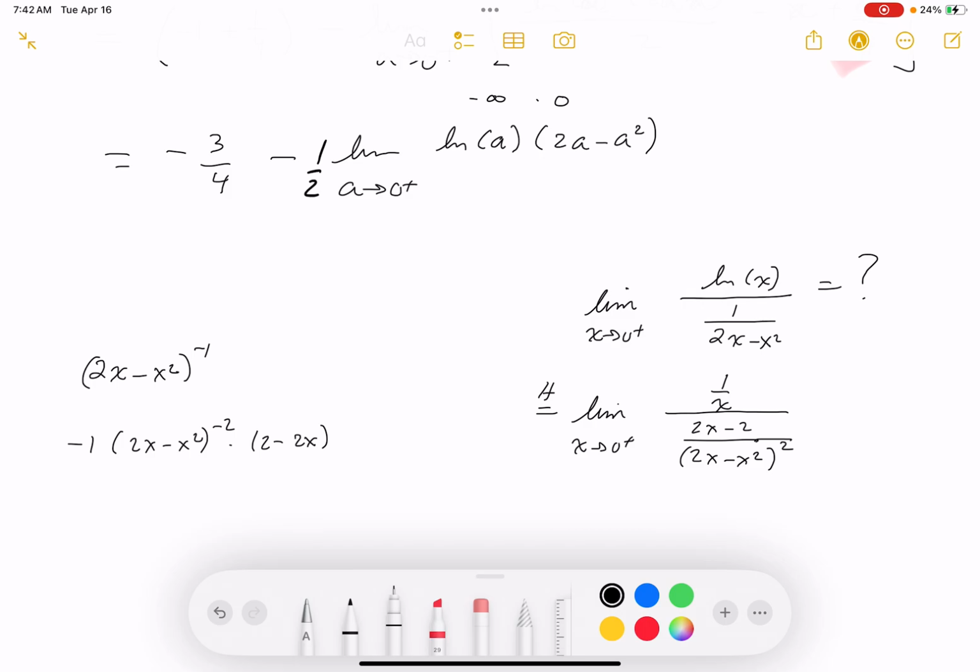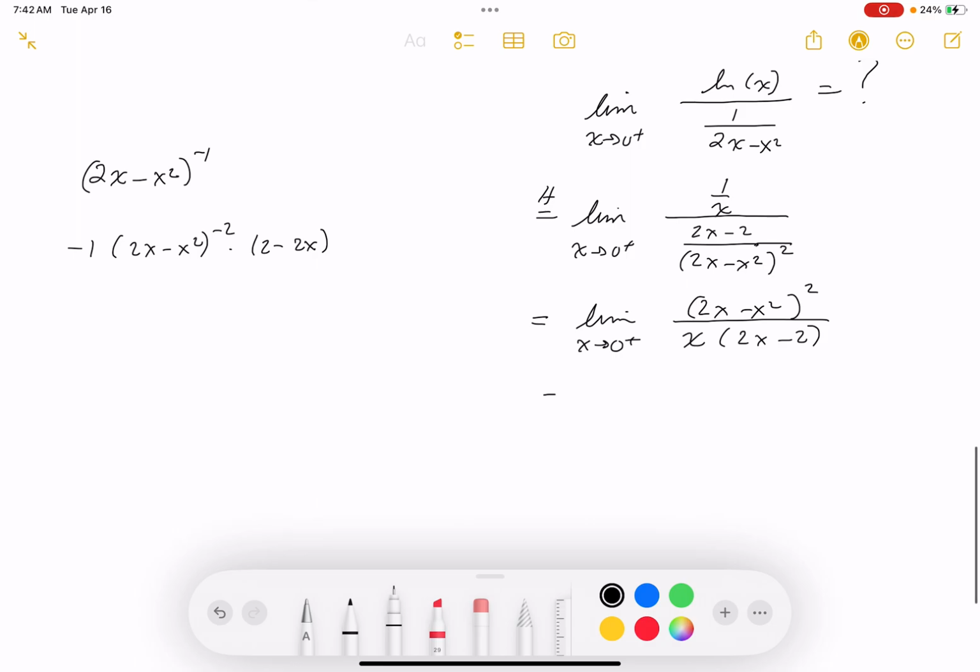All right, let's see how I did there. Yeah, I think I did okay. I'm going to rewrite that. The limit as x goes to 0 from the right side. And what do you get over here? You certainly get an x on top, by the way, and then it's going to be 2x minus x squared. And what do you get on the bottom? You're going to get 2x minus 2.